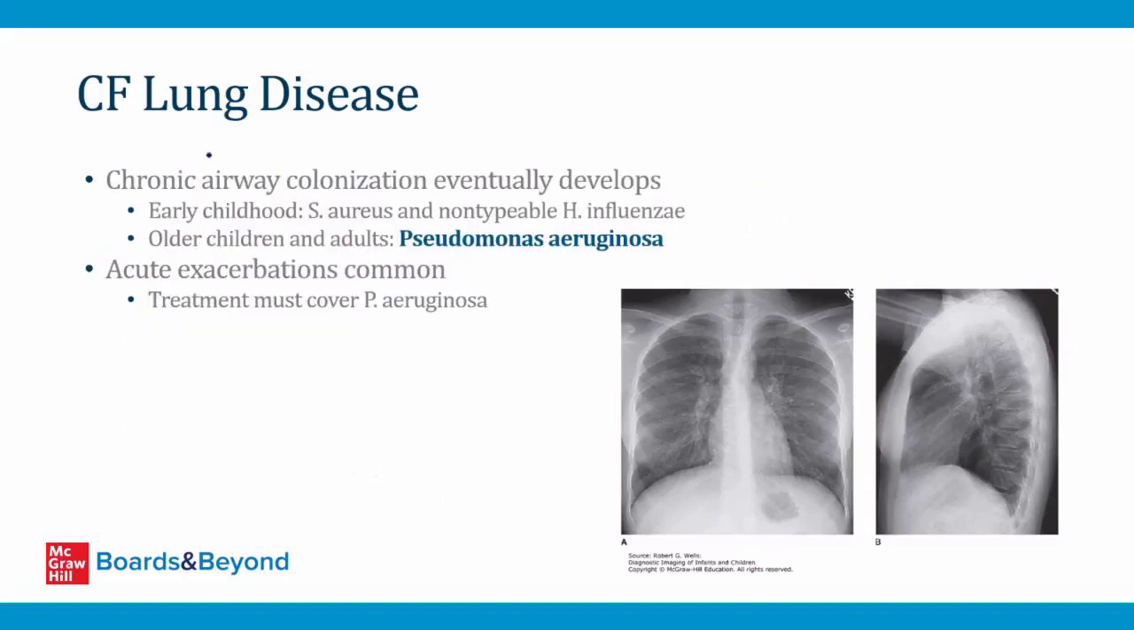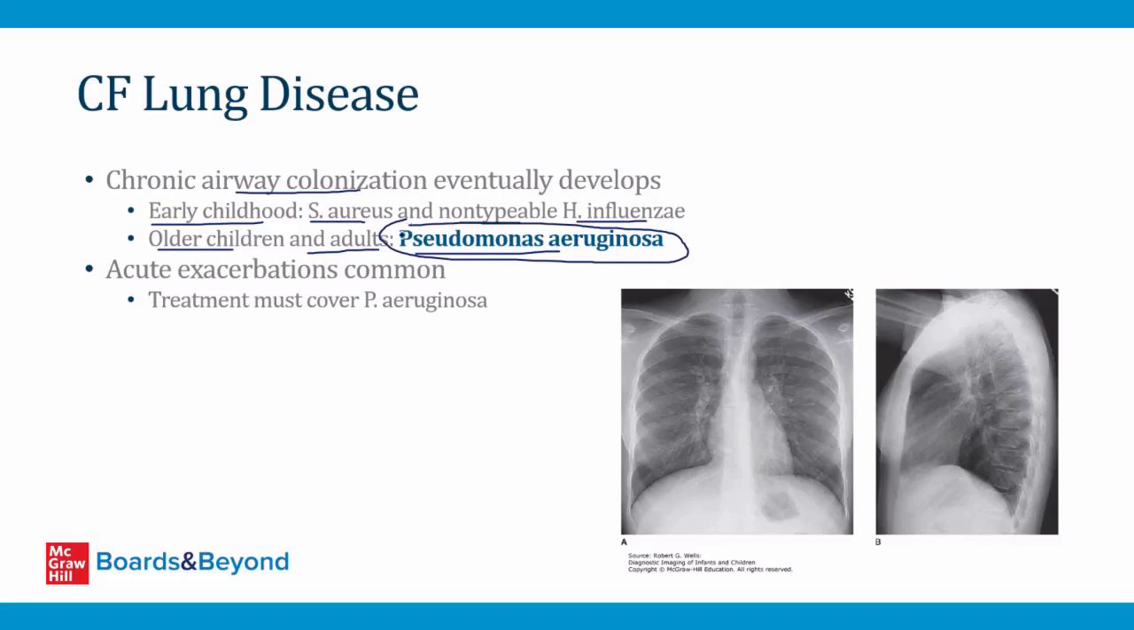So as children grow with cystic fibrosis, their airways become colonized with certain bacteria. Early in childhood, when they're very young, the airways are usually colonized by Staph aureus and non-typable forms of H. flu. But as children get older and into adulthood, patients with cystic fibrosis almost always have their lungs become colonized with Pseudomonas aeruginosa. And so this bacteria is basically going to always be present in these older children and adults with cystic fibrosis.